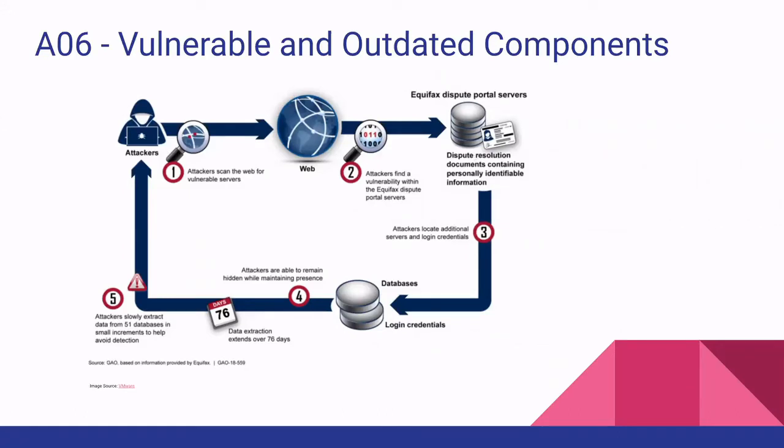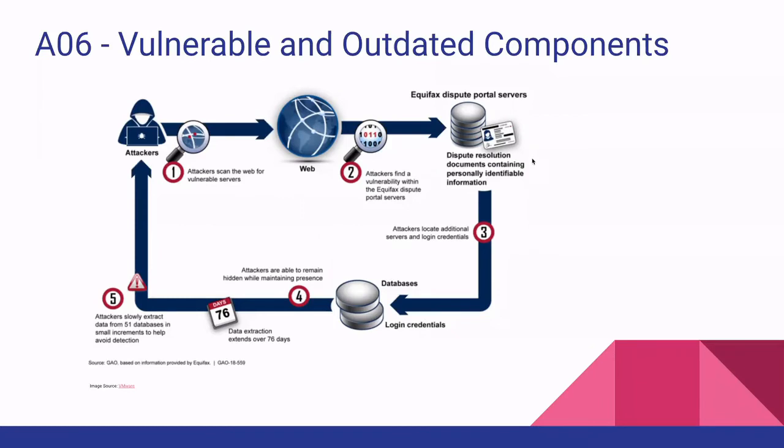We'll talk about this. The ninth one that we'll cover is about logging and monitoring. So they got here, and the data extraction extended over 76 days, meaning that they were here, and to avoid any detection, they started extracting slowly from 51 databases, right? So it was a very sophisticated attack that they did. But if you see, the entry point was a vulnerable and outdated component.